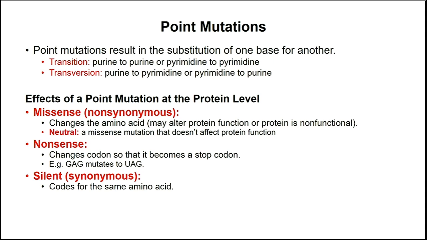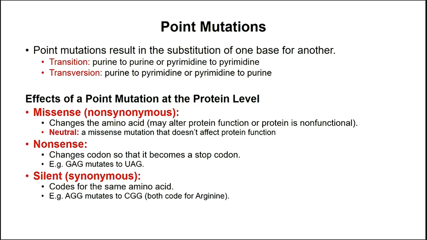We could have a silent mutation. So remember, when you look at that genetic code, there's a lot of codons that actually code for the same amino acid. So you could have a mutation that changes the DNA, which changes the messenger RNA sequence, but actually the amino acid sequence stays the same. So if we have AGG in the coding strand and it's changed to CGG in the coding strand, those both code for arginine. So that actually would not change the amino acid sequence.